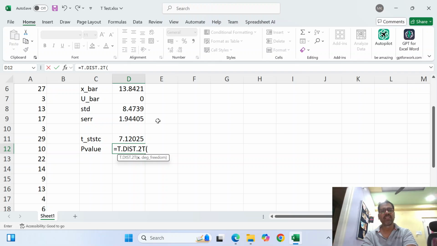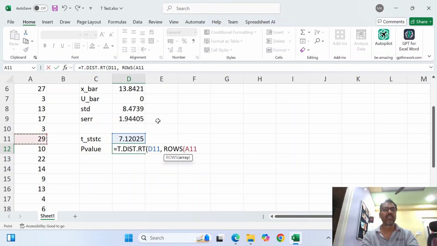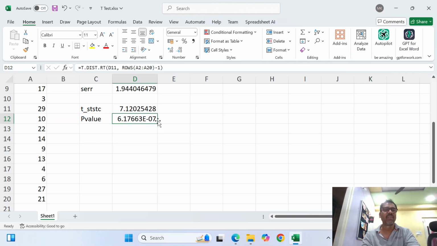It is actually a right tail distribution because the t statistic is positive, right? So we'll go for the right tail test, RT. Now this is the t value, and what are the degrees of freedom? Degrees of freedom is n minus 1. So how many values do we have? Rows of this, which is obviously 19, minus 1, so that is the degrees of freedom. Now this is actually the p-value, which is 0.000007, so 6.17 times 10 to the power of minus 7. So that is actually 0, right?